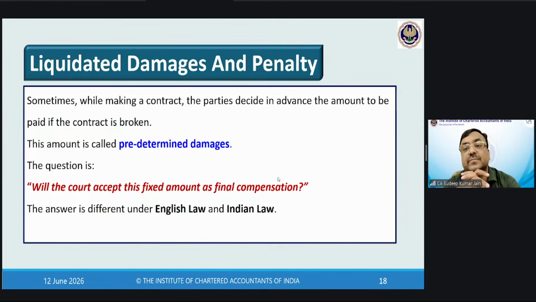The question is, will the court accept this fixed amount as final compensation? Meaning, whether the court will allow this compensation. The answer is different in English law and Indian law.